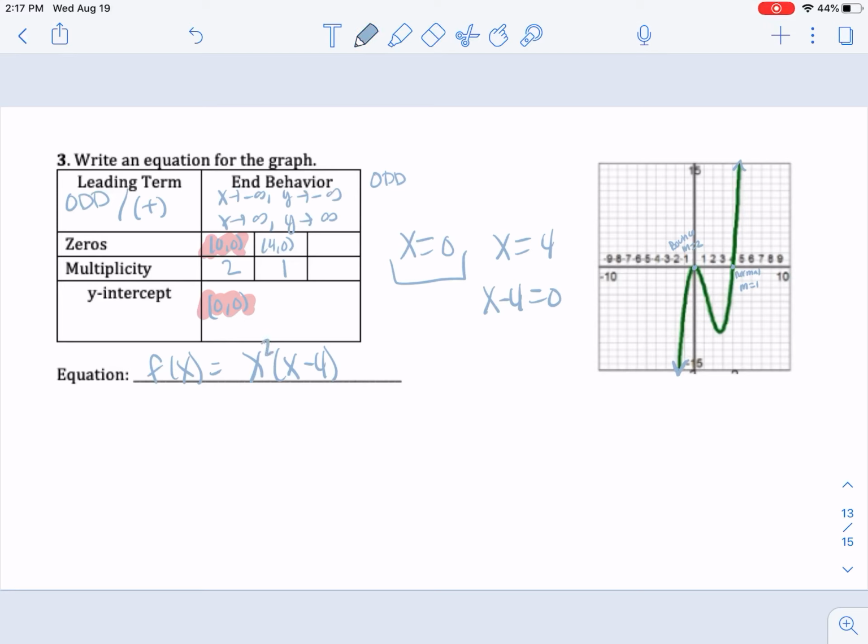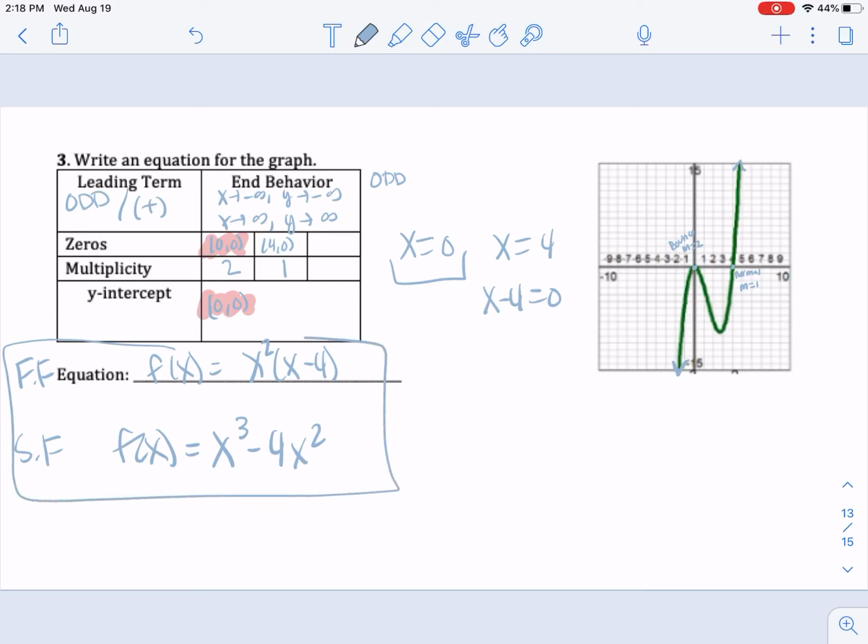The last thing I want to check is to make sure that my leading coefficient doesn't need to be positive or negative. And I go back up here and I say, hey, it was positive. I don't need to do anything here. If this had been negative, then I would have put a negative here. So this is our function. If it's told this is in factored form, if I asked for it in standard form, you would just multiply it out. So that would give me x cubed minus 4x squared. Both of these are your final answer.